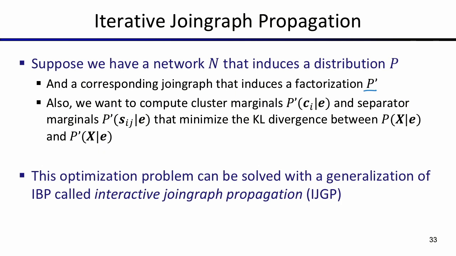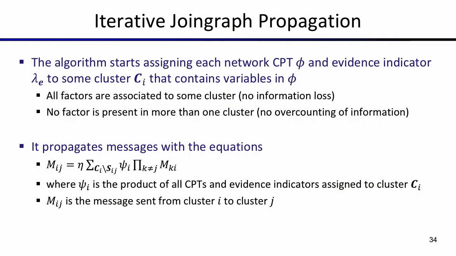In order to do this, we're going to exchange messages pretty much like we did with the iterative belief propagation, but now we're going to call this algorithm the iterative joint graph propagation. It's going to be very similar, so we're going to understand this new algorithm as a generalization of the iterative belief propagation algorithm. The algorithm has the same ideas and the same structure that we had before when we defined the joint tree algorithm as well as the iterative belief propagation algorithm.